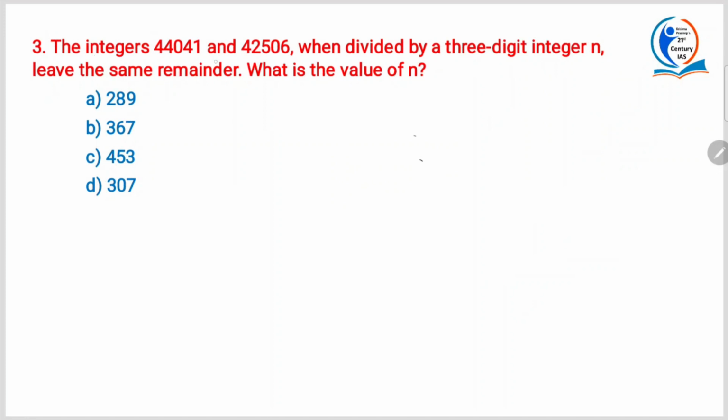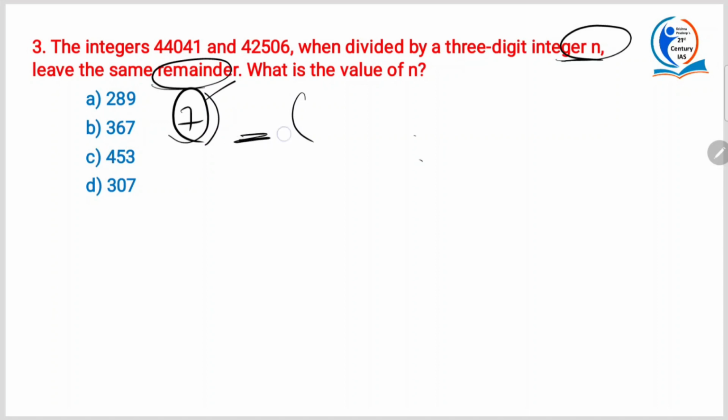The integers 4401 and 42506, when divided by a 3-digit integer n, leave the same remainder. What is the value of n? Now see, you have to understand a concept here. The divisor is the same. Now what is a divisor? Whatever you write here in division, that is the divisor. This is the dividend, this is the quotient, and whatever is remaining, that is the remainder.